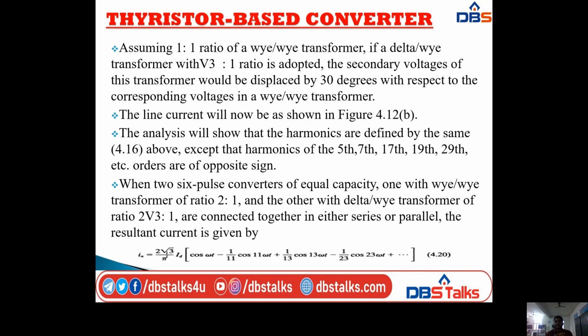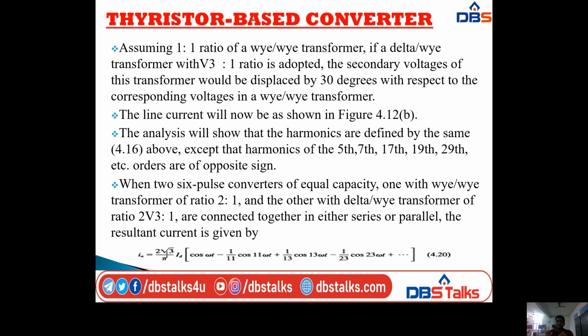So here the line current will now be as shown in figure B, that is this one, diagram B. So the line current will now be shown like that. The analysis will show that the harmonics are defined by the same expression, except that the harmonics of the 5th, 7th, 17th, 19th, 29th, etc. orders are of opposite sign.